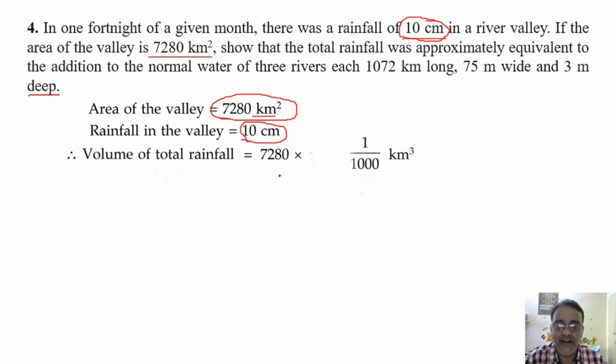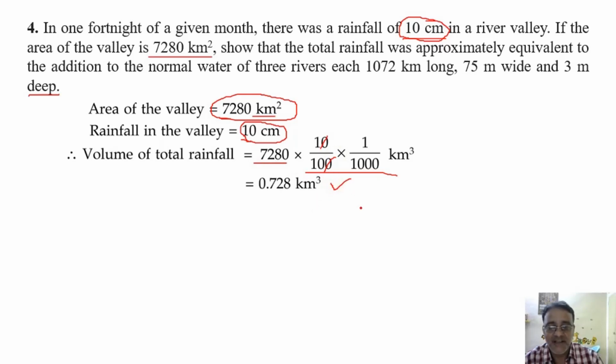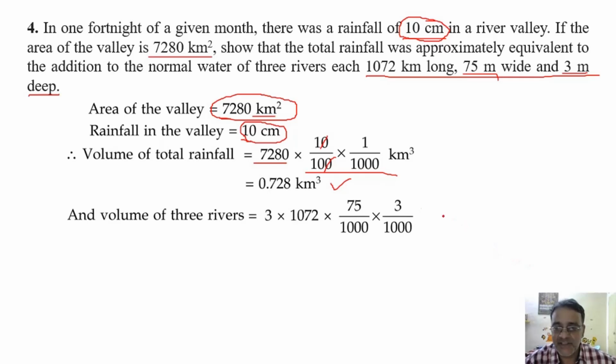So the volume of total rainfall is equal to area of valley into height. The zeros will cancel and we'll get 0.728 kilometer cube. This is the volume of total rainfall. Now we are going to find the volume of 3 rivers. For each river, the length is 1072 kilometer and the width is 75 meter. 75 meter means 75 upon 1000 kilometer. 3 meter means 3 upon 1000 kilometer. This is in the form of a cuboid, length into breadth into height. So for 3 rivers we have to multiply with 3. Okay, so this step is clear.